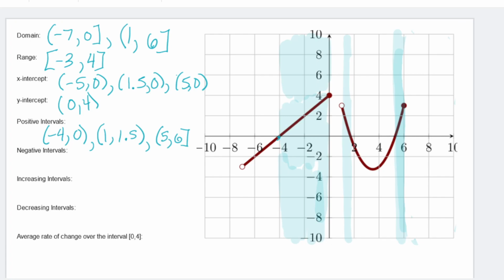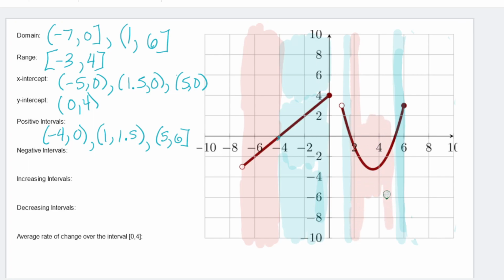So now we're going to do the same thing with the negative intervals, and I'm going to color those in red. I'm looking for the pieces of the graph that are underneath the x-axis. The first piece I see underneath the x-axis is this section here in red. All right, and then the next piece I see is this one right here. Because there are 2 pieces of the graph that I'm coloring in red, I'm going to have 2 intervals that are negative.